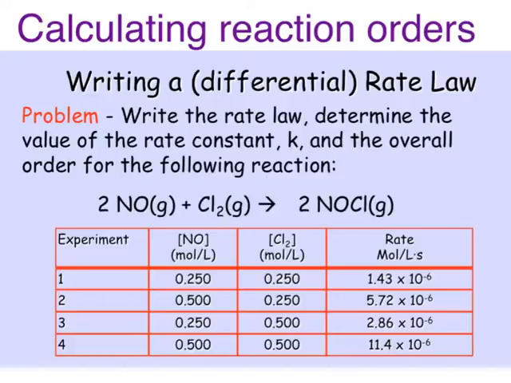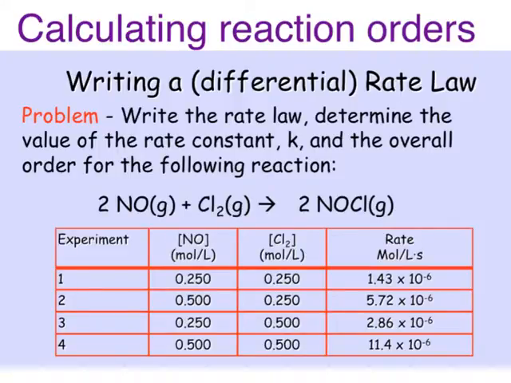The problem says write the rate law. Okay, so there's one thing to do. Write the rate law, determine the overall value for the rate constant K. There's two things to do, and the overall order of the following reaction. Okay, it gives us an equation. We have nitrogen monoxide plus chlorine gas yields 2NOCl. And it gives us some experimental results. Experiment 1, concentrations of each of those and the rate. Experiment 2, rate. Experiment 3, rate. Experiment 4, rate. Okay, so what the heck are we going to do with these?